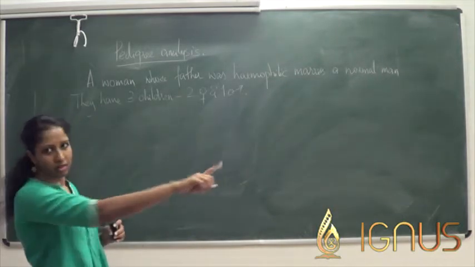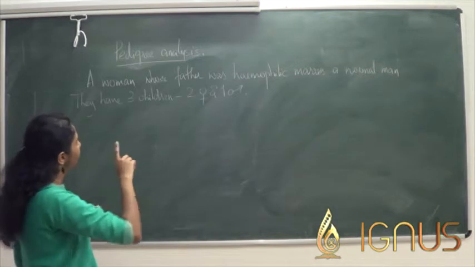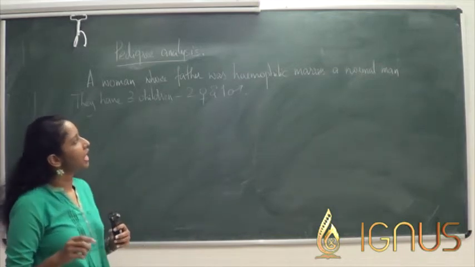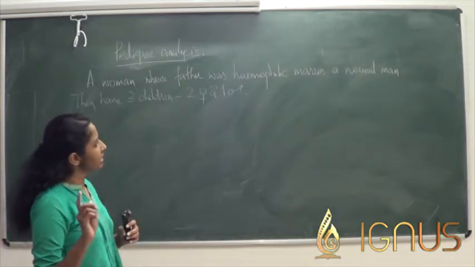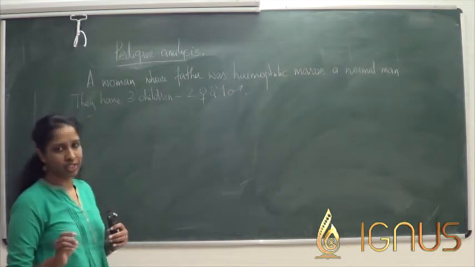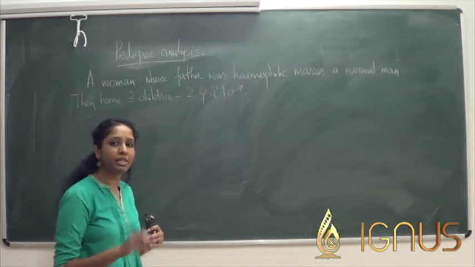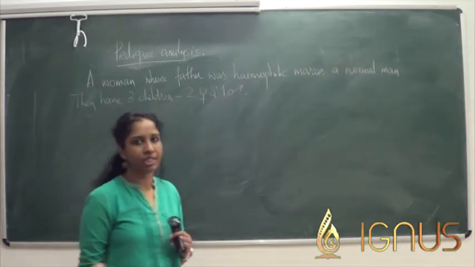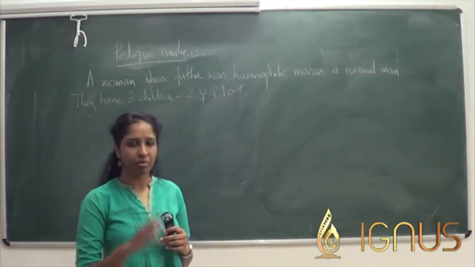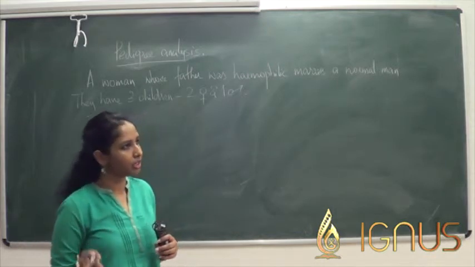Now first things first, the question reads, a woman who has a father who was hemophilic marries a normal man. They have 3 children, 2 males and 1 female, and they are asking us to plot the pedigree and also maybe to figure out the genotype, the probable genotype of all of the individuals who are involved.